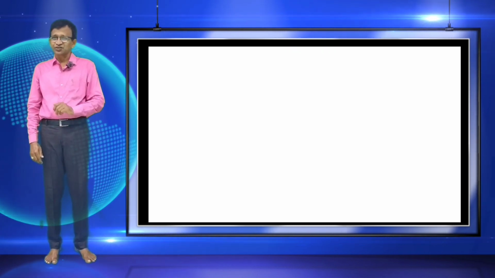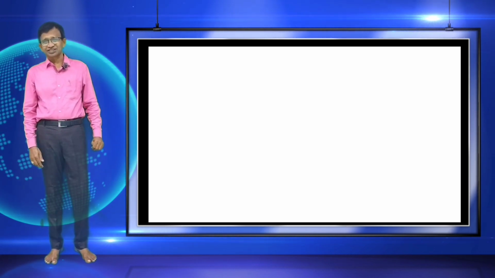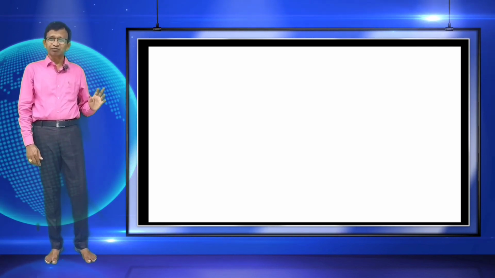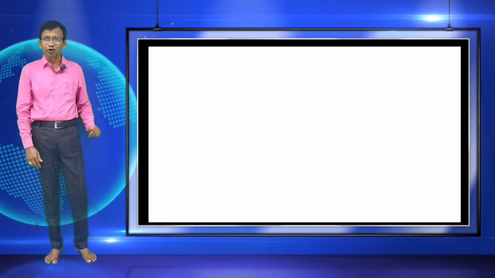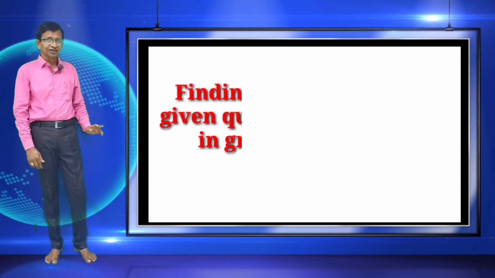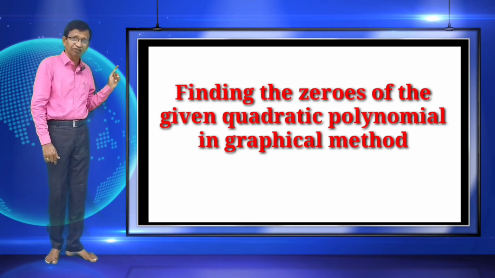I think you have known that in the subject of mathematics, the student has to attempt skill-based questions to achieve good marks in the board examinations. One of them is finding the zeros of the given quadratic polynomial in graphical method.